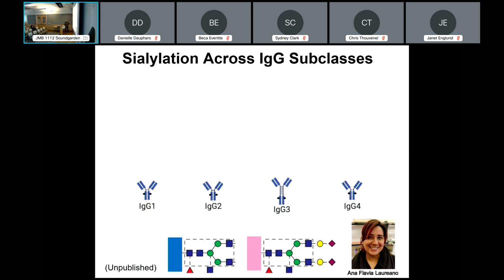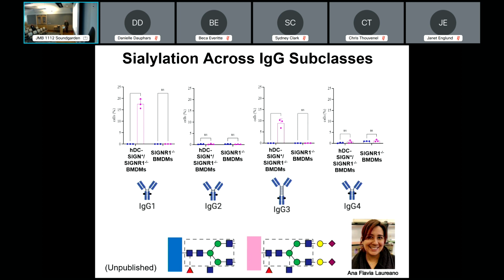And so Anna took recombinant IgG 1, 2, 3, and 4 with or without sialic acid and put them on these cells and looked for binding. What you can see is that IgG1 binds to the DC-SIGN cells when it's sialylated, but not when it's lacking sialylation. There's no detectable binding for IgG2. IgG3, when it's sialylated, binds to DC-SIGN, but not IgG4. So the in vivo activity is absolutely consistent with DC-SIGN binding.